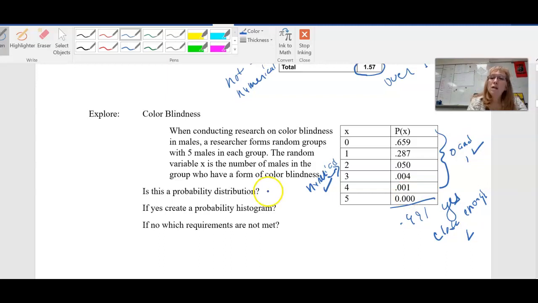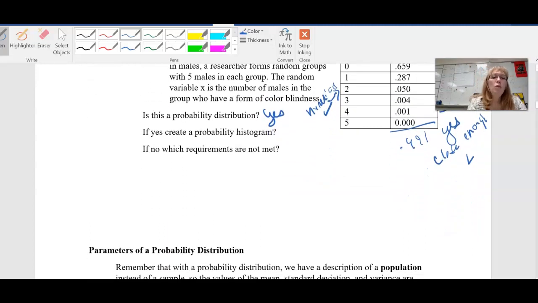So is this a probability distribution? The answer is yes. So if it is a probability distribution, we have to create our histogram. So we do not have to match this because they are all met.